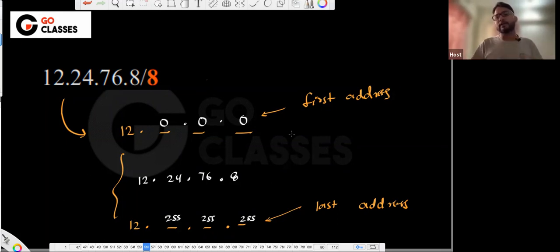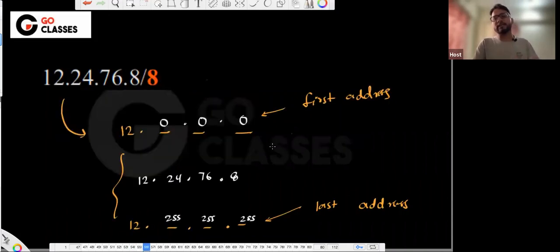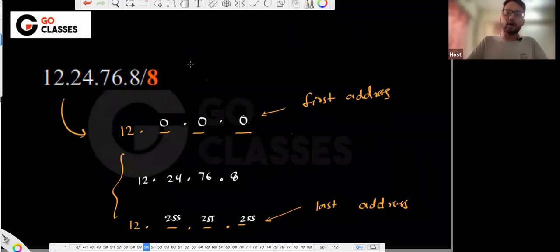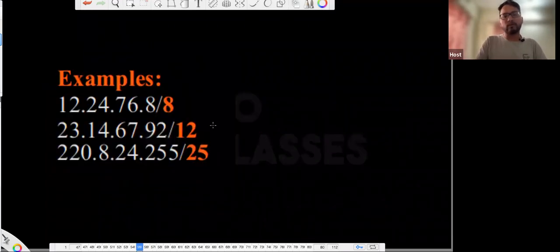Similarly, given the network ID or given the prefix, this is called slash notation, that's called prefix length. So given any prefix, say /8, I can tell the network ID, and I can tell the total number of addresses here. How many bits can you change? 24 bits you can change. So 2 power 24 IP addresses are there in this particular network. Okay.